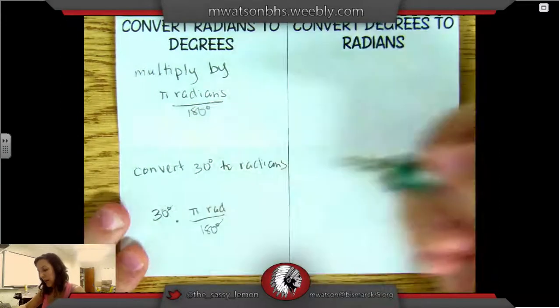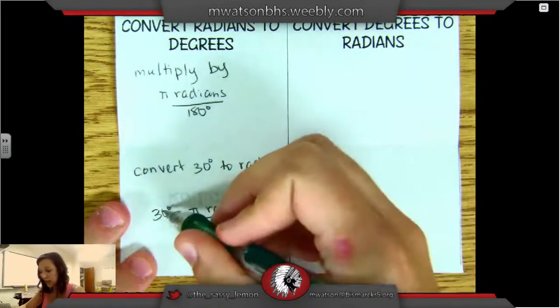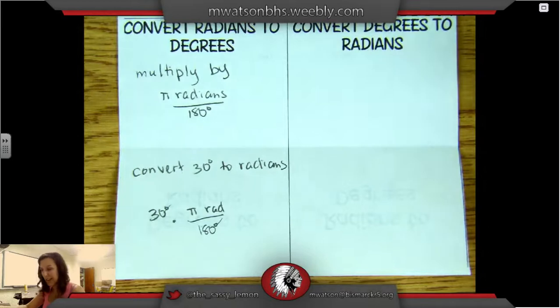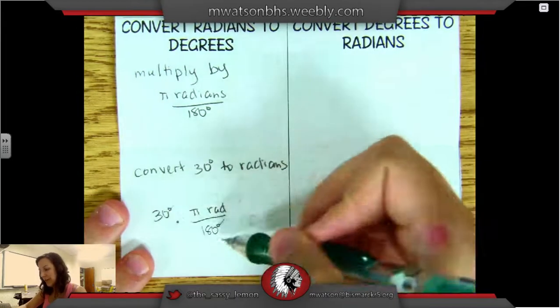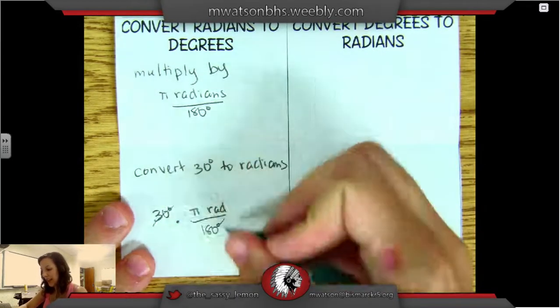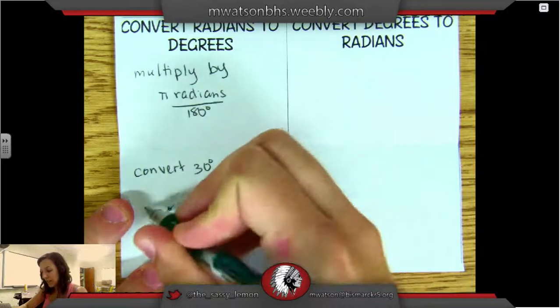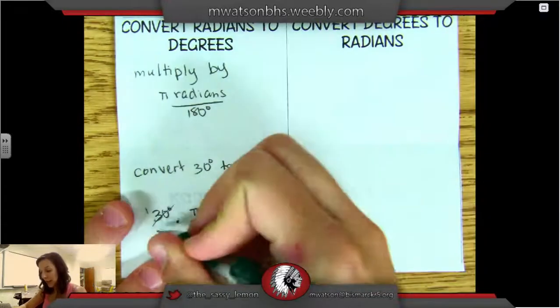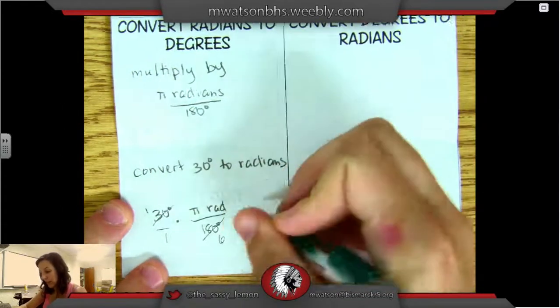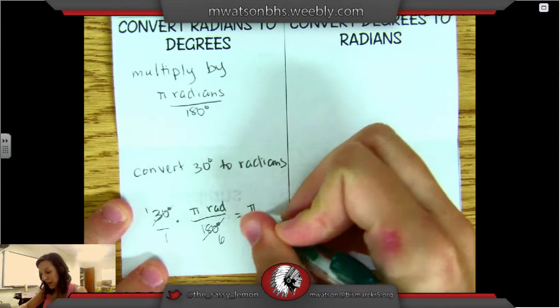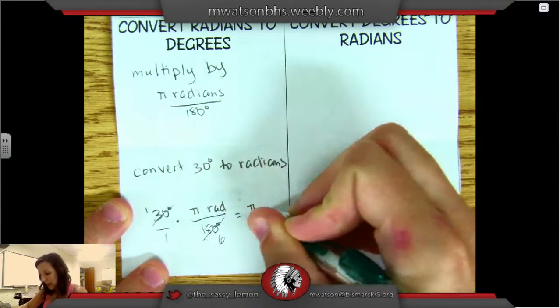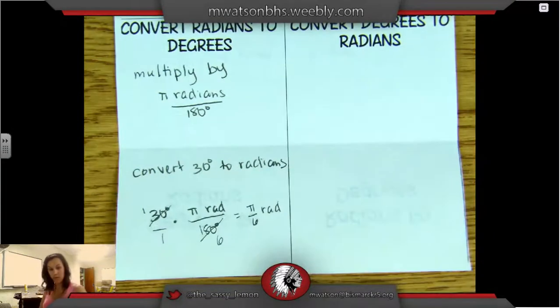And then also we can go ahead and do this in our calculators, but it's a lot easier to just say, oh, 30 goes into 180 6 times, and then multiply across the top and across the bottom. So now we have pi over 6, and our units are radians. So 30 degrees equals pi over 6 radians. Now, it's a little trippy, but that's it.